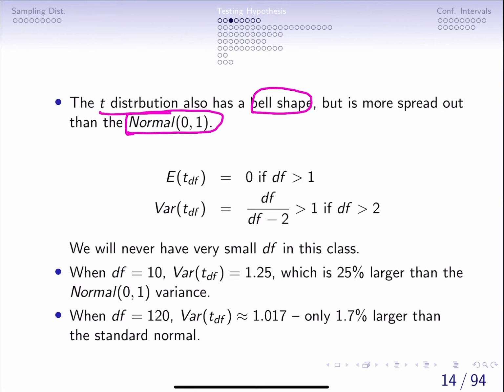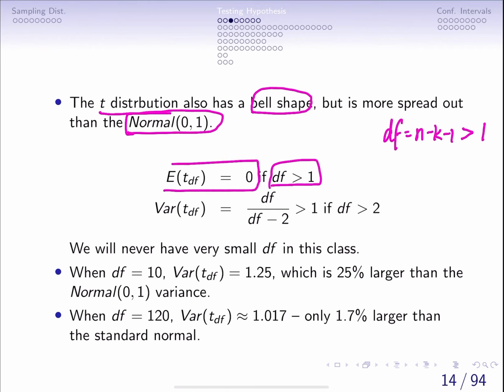Now, whenever degrees of freedom are greater than 1, which is not asking for much, since degrees of freedom equals n minus k minus 1, the expected value of this t statistic is equal to 0. And the variance of this t statistic that we defined previously, that ratio, is going to be equal to the degrees of freedom divided by the degrees of freedom minus 2.